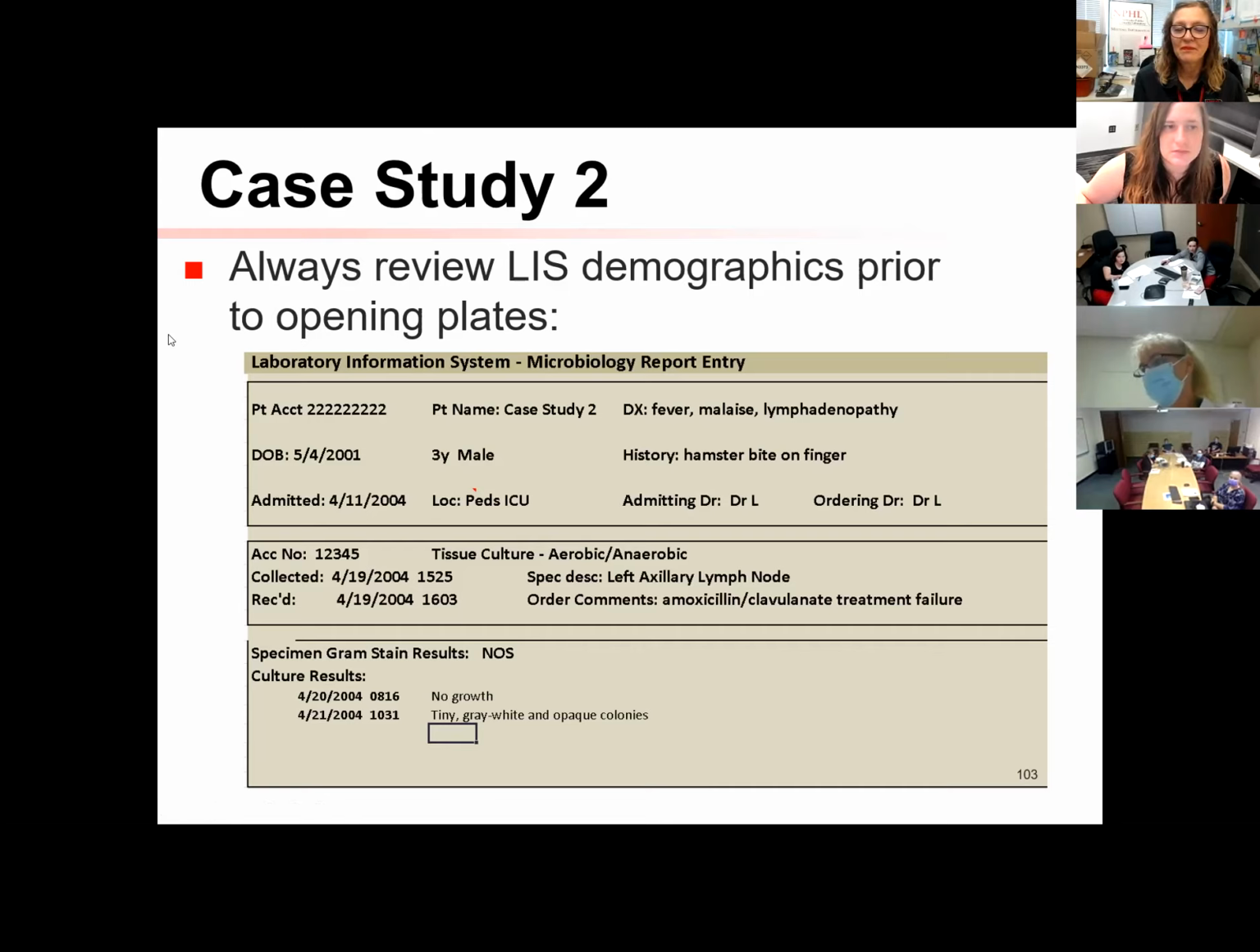Nothing on the gram stain. What? There was nothing on the gram stain. Right. Thank you. So number 2, nothing on the gram stain, but yet you have growth. Good one. What else? The fact that it took a day, more than a day, for it to grow.